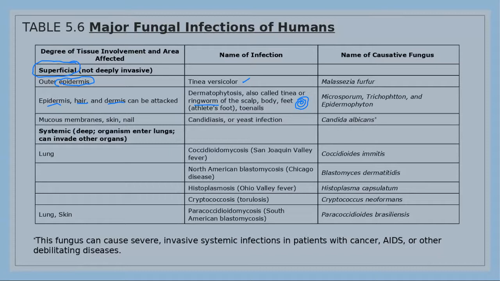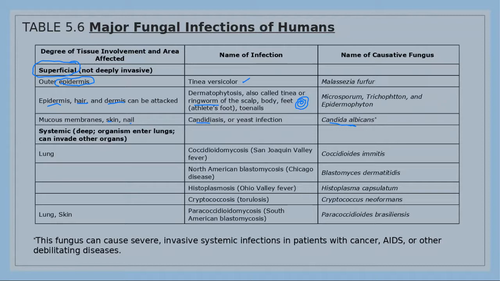In the mucous membrane under the skin, or in the nail, like candidiasis, and this is caused by this fungi, Candida albicans. Yeast infection maybe in the mouth, around the sexual organs, it's called candidiasis.